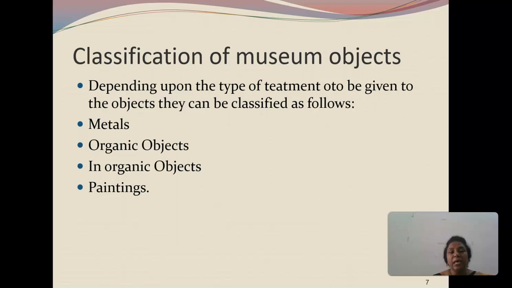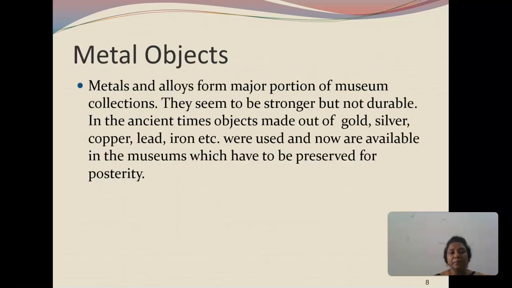So we can classify the museum objects in the following way. They are metals, organic objects, inorganic objects, and paintings. Metals and alloys form a major portion of the museum collection, and they would seem to be stronger, but not durable. In ancient times, objects were made out of gold, silver, copper, lead, and iron, and they should be preserved properly in the museum.